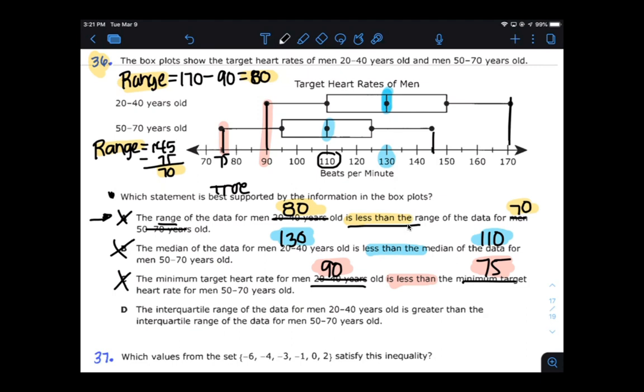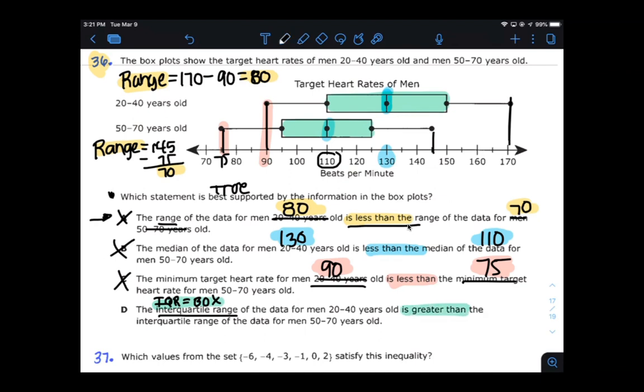Here it says the interquartile range. Interquartile range means IQR, or in other words, the size of the box. The box itself is the interquartile range, the range between Q3 and Q1. So at first sight, I see that the interquartile range for men 20 to 40 is greater than for men 50 to 70, just by looking at the boxes, right? And so here it's saying is greater.